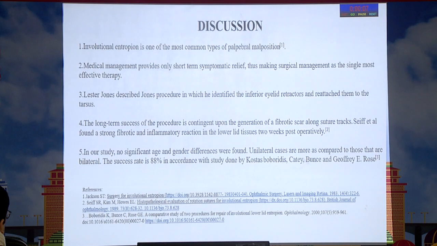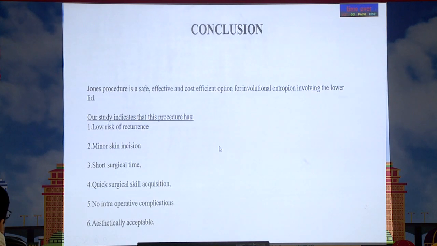In our study, no significant age and gender differences were found. Unilateral cases were more as compared to that of bilateral. Success rate is 88%, in accordance with the study done by Costas Bobrodis et al. Jones procedure is a safe, effective and cost efficient option for involutional entropion involving the lower eyelid.